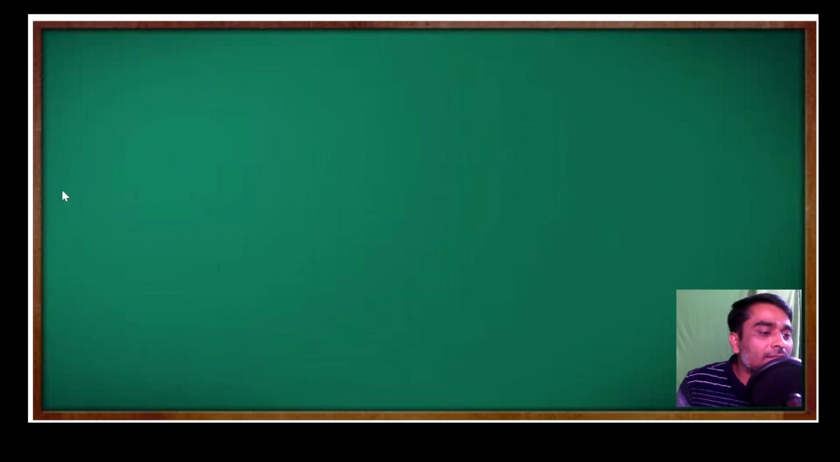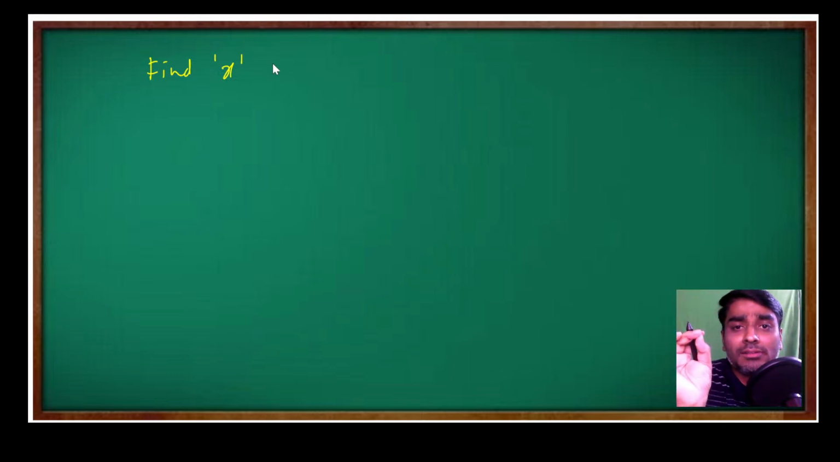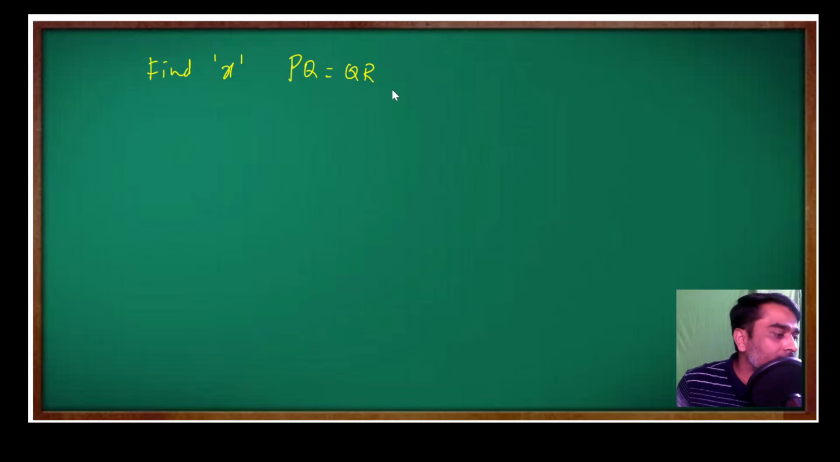Next question. Find the value of x. This is from coordinate geometry, distance formula. For sure a question will come on distance formula or section formula. Distance formula, 95% chance. Find the value of x, so that PQ is equal to QR.